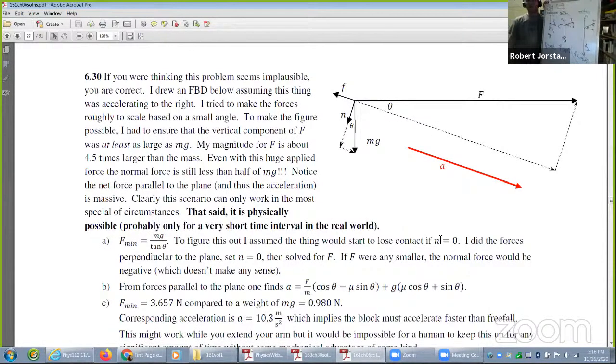Look at this. Look how much force you would have to apply compared to the weight, right? So this is actually to scale. If you are thinking it is implausible, you are correct, but it's not impossible. It's physically possible for a very short time interval. So let's say you have an eraser that weighs like 1 pound. You'd have to push on it with like 7 pounds or something. Okay.